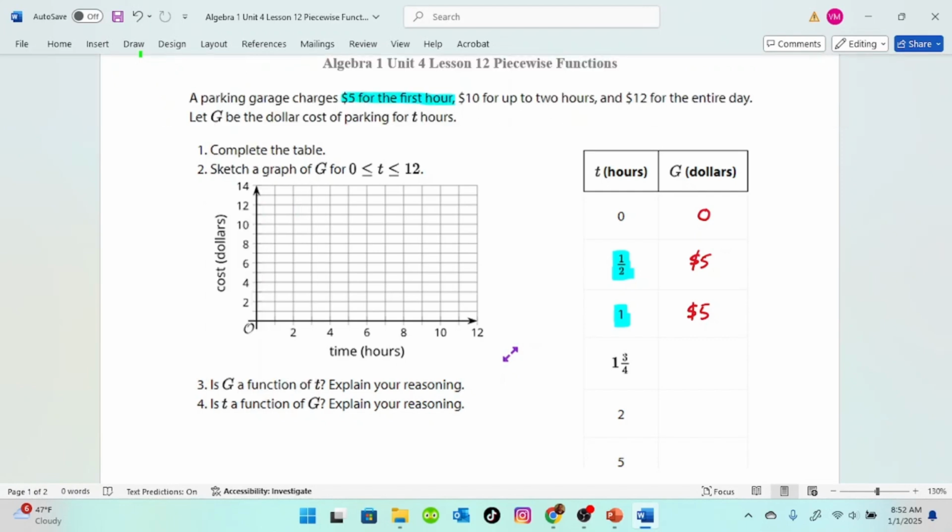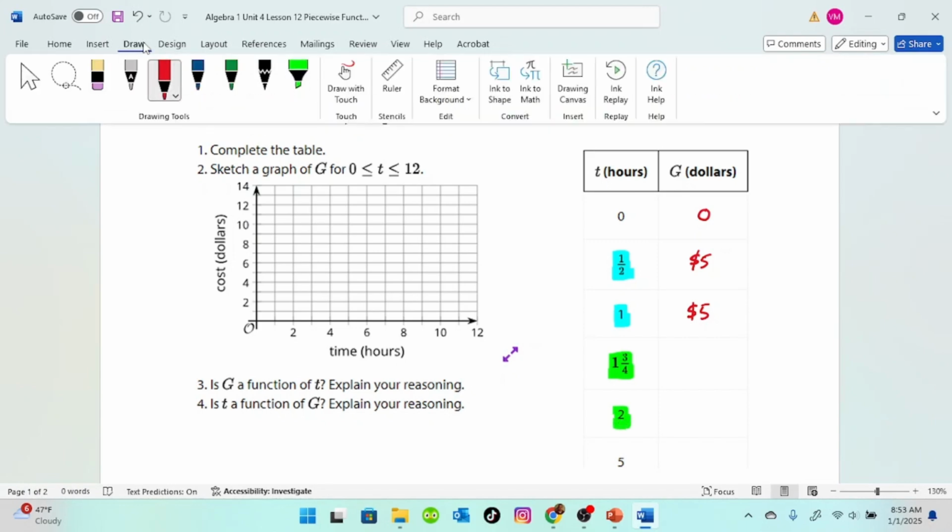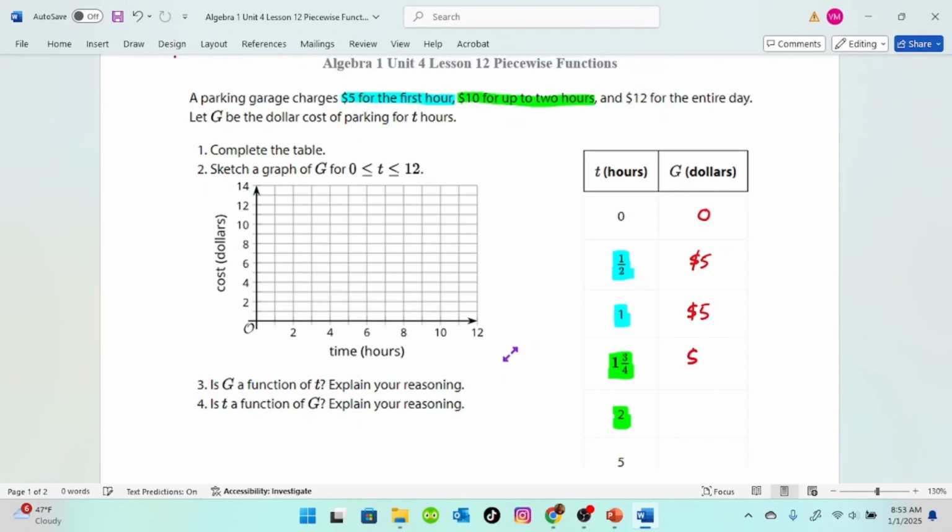The next category they give us is $10 for up to 2 hours. So if you go over an hour, it's going to be $10 all the way up until 2 hours exactly. And we see that right here at 1 3/4 hours, or 1 hour and 45 minutes. And we see that right here at 2 hours. So both of these meet the $10 rule.